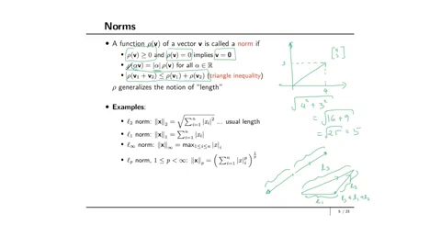Now, mathematicians have looked at this concept of length, this particular concept of length that I've been talking about, which is take each of the components, square it, add it up, take the square root. And now they're calling it the L2 norm.